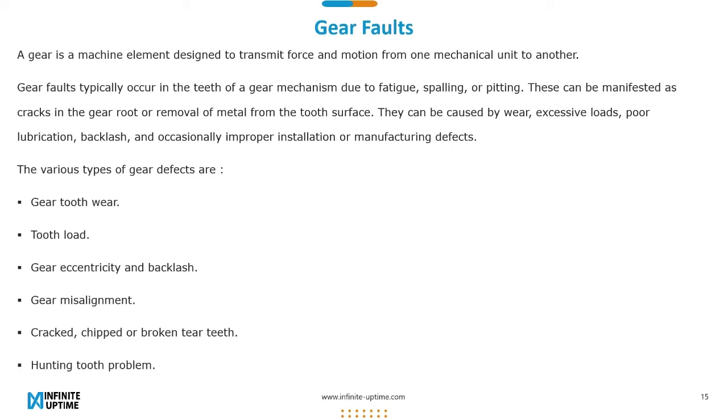These can be manifested as cracks in the gear root or removal of metal from the tooth surface. They can be caused by wear, excessive loads, poor lubrication, backlash, and occasionally improper installation or manufacturing defects. The various types of gear defects are gear tooth wear, tooth load, gear eccentricity and backlash, gear misalignment, cracked, chipped or broken teeth, or a hunting tooth problem.